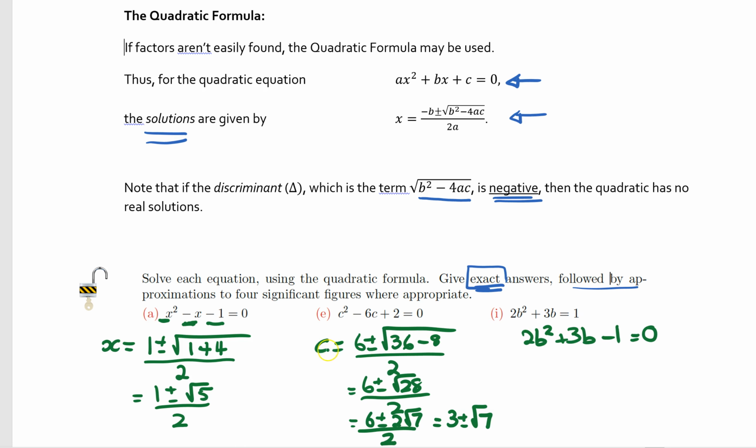This is probably a deliberate tactic on the part of the textbook to give you c as the variable here, b as the variable here, so that you will get mixed up. But just remember, a, b and c are just codes for the number in front of the pronumeral squared, the number in front of the pronumeral, and the constant.